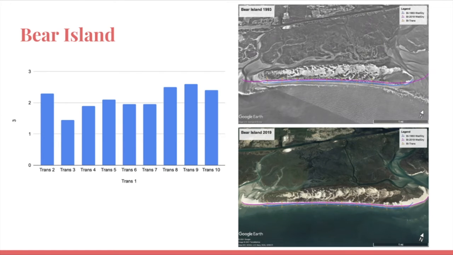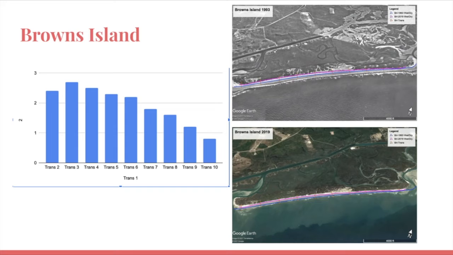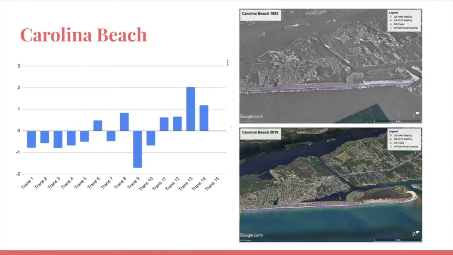Bear Island shows images from 1993 to 2019. There is a steady amount of land loss across the shoreline. Browns Island shows images from 1993 to 2019 with an increase in erosion, but land gained in the length. Carolina Beach shows images from 1993 to 2019, and they show a fluctuation in erosion rates, but erosion increases on the Cape.